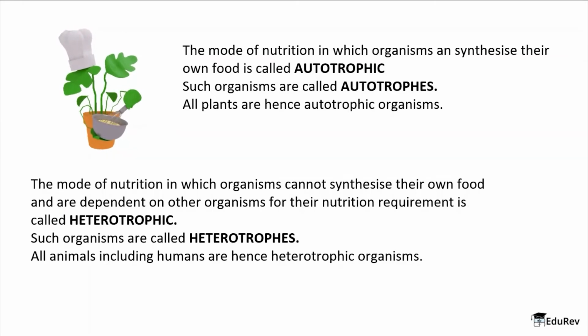On the other hand, the mode of nutrition in which organisms cannot synthesize their food by themselves is called heterotrophic mode of nutrition. Heterotrophs are dependent on other species for their nutrition requirement. All animals, including humans, are examples of heterotrophic organisms.